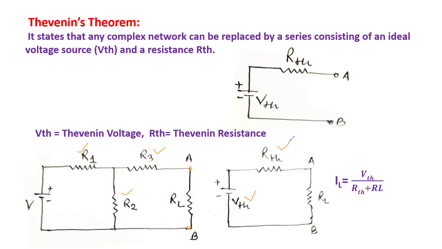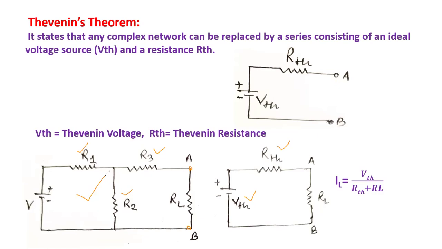with the resistance RTH. So this complex circuit we converted into a simplified format, where the voltage source is VTH, that is the Thevenin voltage, RTH is the Thevenin resistance, and the load resistance we connected here. So this is the simplified diagram of this complex network.